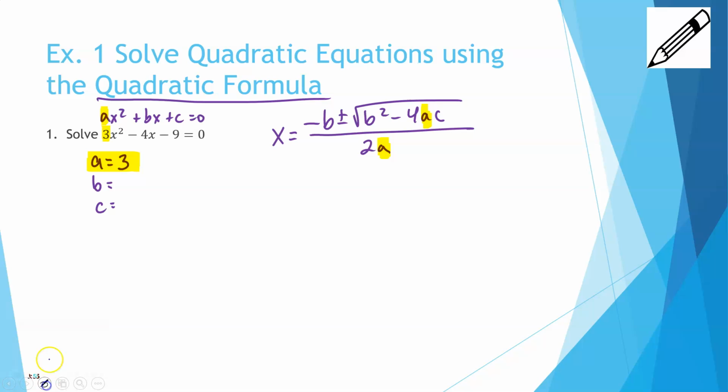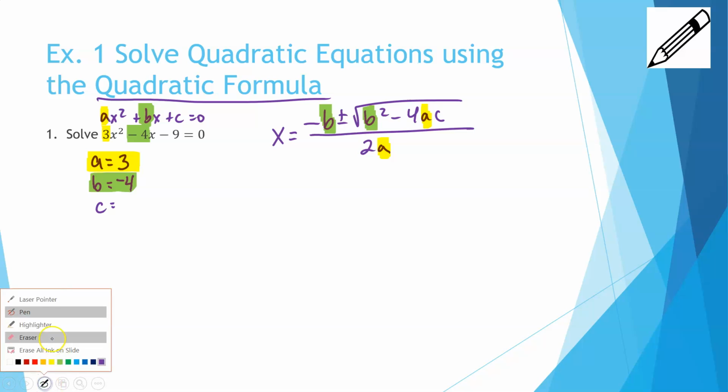I'll put a 3. Next, I am going to find my b, which again is the thing attached to the x. Don't forget to bring that minus with it, so it will be a negative 4. I'll write that here in a second. But everywhere I see a b, I'm going to put a negative 4. And then last but not least, so that was a negative 4. Last but not least, I need to identify my c.